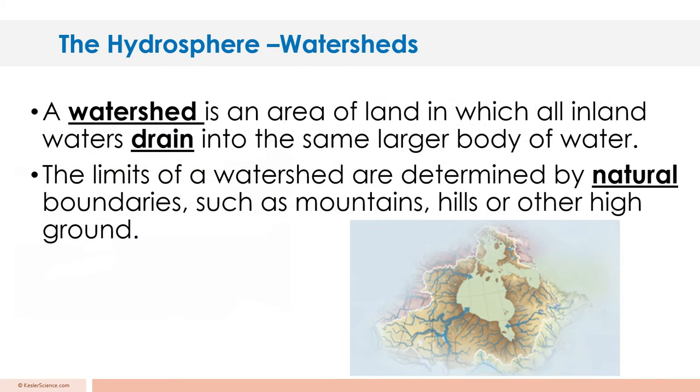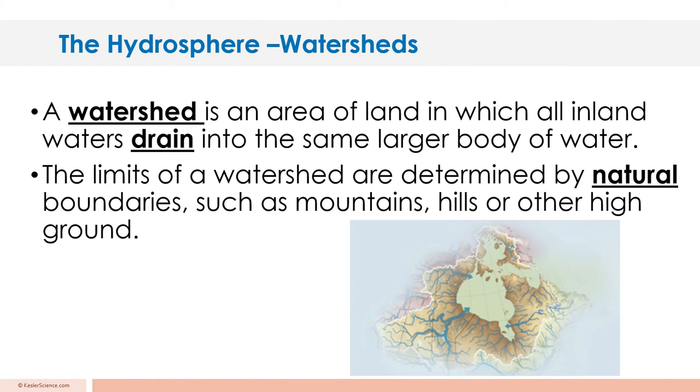Alright, a watershed is an area of land in which all inland waters drain into the same larger body of water. So all of the lakes, ponds, rivers, streams, those sorts of things will drain into the same area. That's a watershed. The limits of a watershed, where a watershed starts and ends, are determined by natural boundaries such as high mountains, hills, or some other kind of high ground.